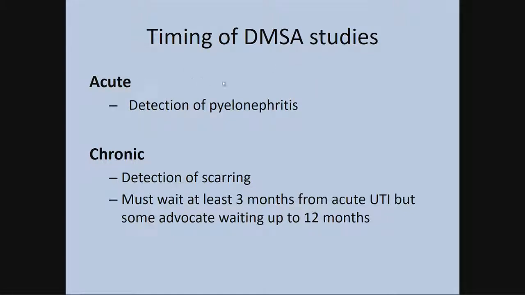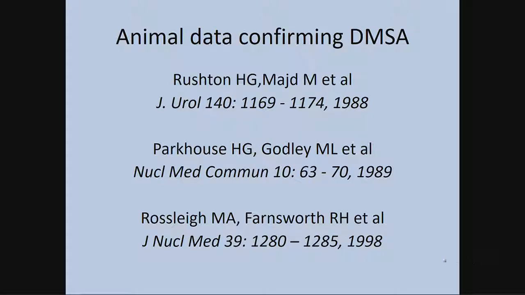You can do the DMSA acutely to look for pyelonephritis or chronically to look for scarring. And as I said before, we wait at least 3 months, but some advocate waiting up to 12 months for any acute changes to resolve. Now, we do know from animal data performed at Washington Children's Hospital by Dr. Majd and also by the Great Ormond Street Group, they confirmed that the changes on an acute DMSA using the pig model did correspond to acute pyelonephritic foci.